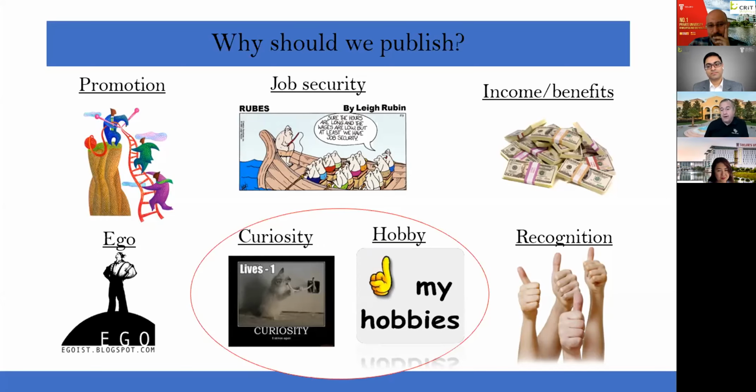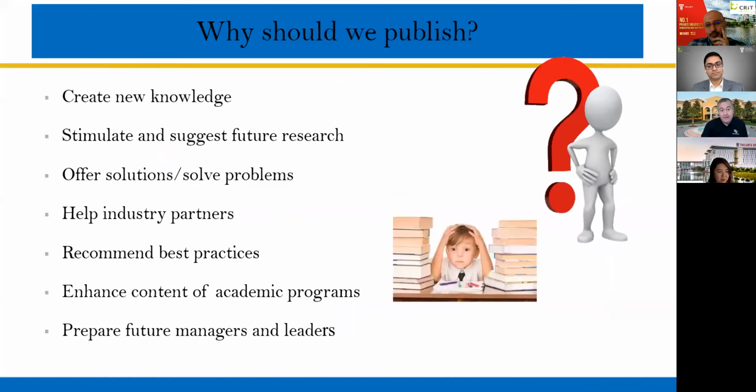Especially research, solving problems. And in recent years, I work with the hospitality industry, with companies in Orlando or globally. And when I help them with their problems, I feel good. And when I learn about their issues, it's a great feeling. So why should we publish? Is developing a new theory, creating new knowledge, and also stimulating, suggesting future research. Basically, this is the base of research, why we do. And then offer solutions, solve problems, help industry partners, recommend best practices. I think these are applied research, working with the industry.